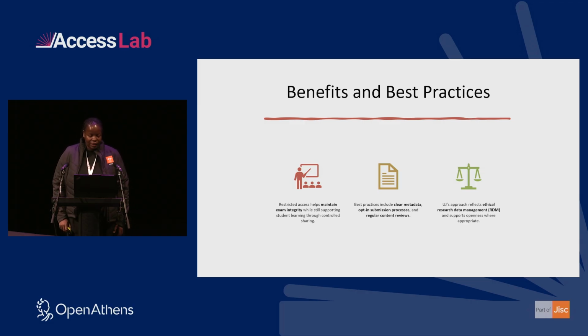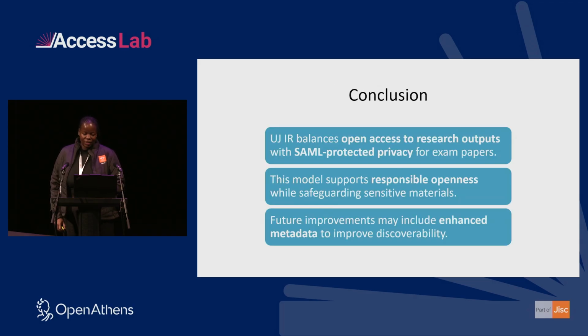And then the best practices include clear metadata, opt-in submission processes, and regular content review. So the UJ approach reflects ethical research data management and supports openness where appropriate. Openness for us is strictly for our research outputs, theses, dissertations, books, book chapters, and articles, and not the exam papers. And then in conclusion, the institutional repository balances open access to research outputs using SAML-protected privacy only for exam papers. And this model supports responsible openness while also safeguarding the sensitive materials that we have.